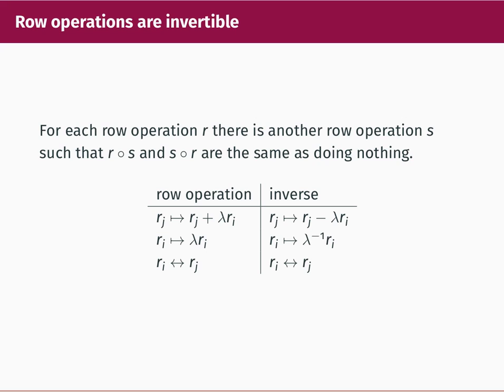That's easy to see just by thinking about the row operations one type at a time. The first type added lambda times row i to row j, and of course you can get back to where you started by subtracting lambda times row i from row j. The next type multiplied row i by a non-zero scalar lambda, and you can get back to where you started by multiplying by 1 over that scalar. Finally, if you swap rows Ri and Rj, then you can get back to where you started by swapping rows Ri and Rj again.